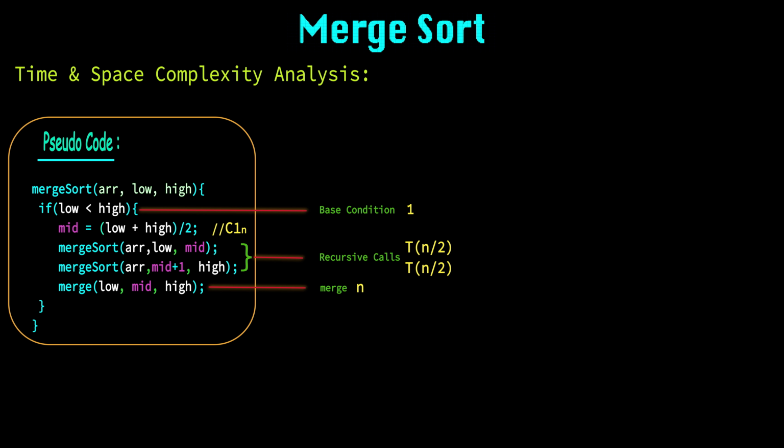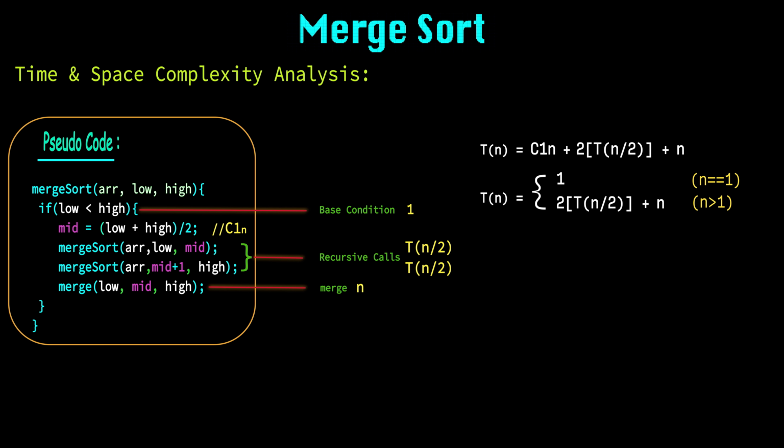So the overall time complexity T(n) is equal to 1 plus c1·n plus 2 into T(n/2), right? That's what I have written here. So mathematically, if n is equal to 1, the time complexity is just 1. If n is greater than 1, the time complexity will be 2 into T(n/2) plus n, and we're just ignoring the constant time, that is c1·n, here.